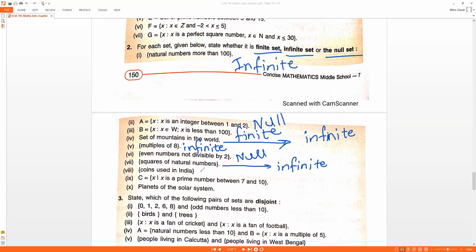Coins used in India. Infinite. Okay, C is a set such that, they also write it like this, x such that x is a prime number between 7 and 10. Null set. Why? Because 7 is a prime number, 8, 9, 10 are not, but 7 cannot be included because it is saying between. So 7 and 10 are excluded. Planets of the solar system. Finite. Correct. How many planets are there now?